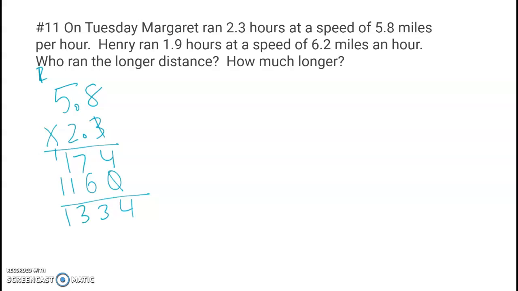and then I'll place my decimal. I have 2 numbers behind the decimal, so I'll have 2 numbers behind the decimal there. So she ran 13.34 miles in that amount of time.